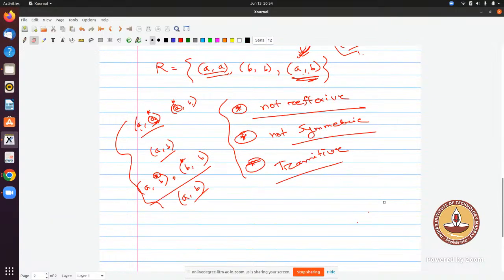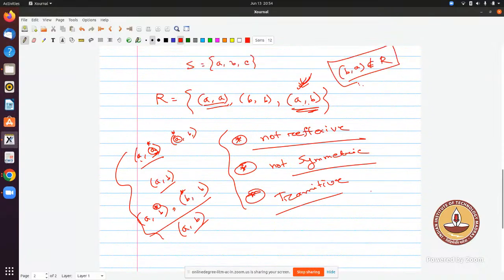Is there any element starting with B? Can you explain the second part again, please? So there are elements starting with B, this one, right? Yes. So this is what I have taken: A comma B and B comma B. This is the second element of the first one, and this is the first element of the second one. They are matching, so first comma third should be there, that is A comma B. And it is indeed there, obviously.